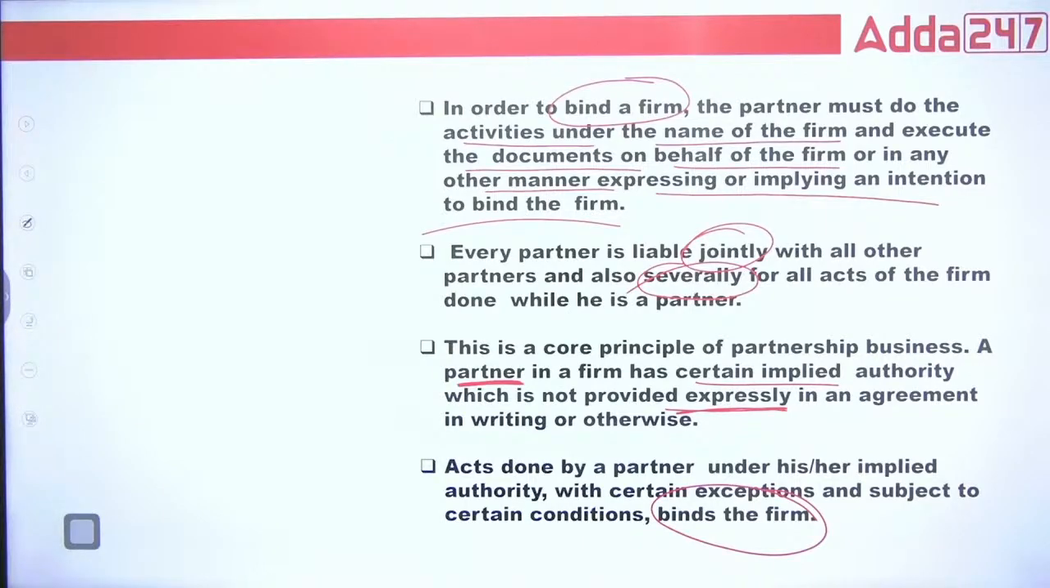Because it may be possible that it is done in an emergency, etc.